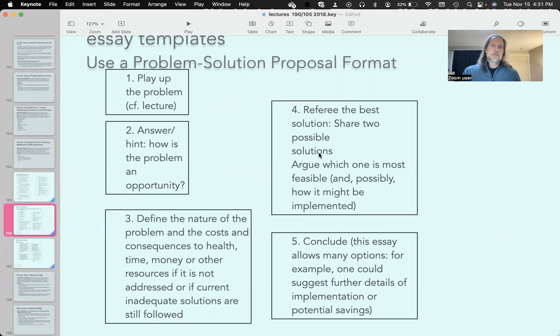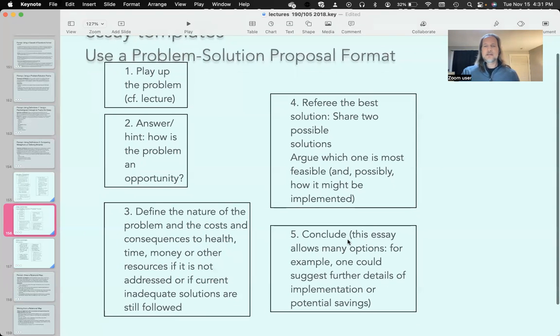Again, everything is modular here, but you get the basic sequence: setting up the problem. Number 2, in that box, hinting how it's an opportunity, getting us to at least how you're going to spell out some solution in this essay. Then number 3, take time to develop the problem fully, show us how it is a problem. Number 4, drop us to the solution. Number 5, concluding the essay.